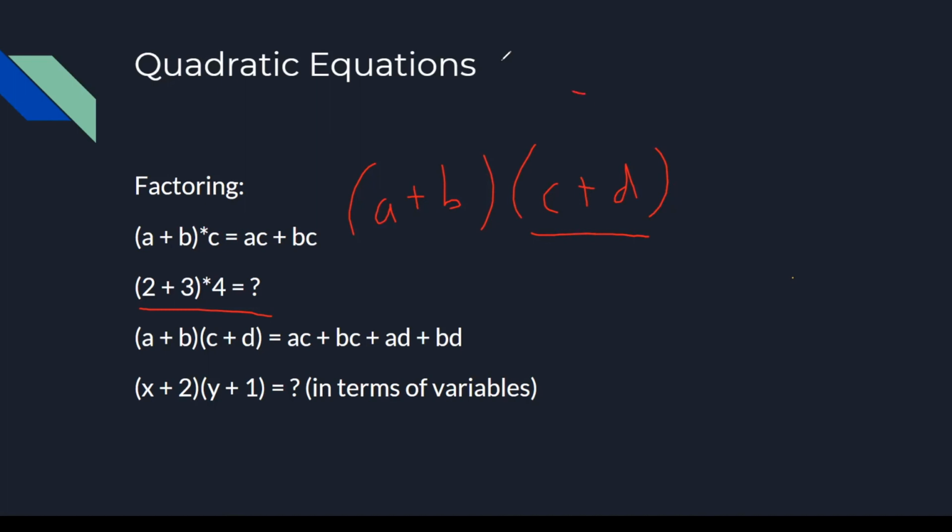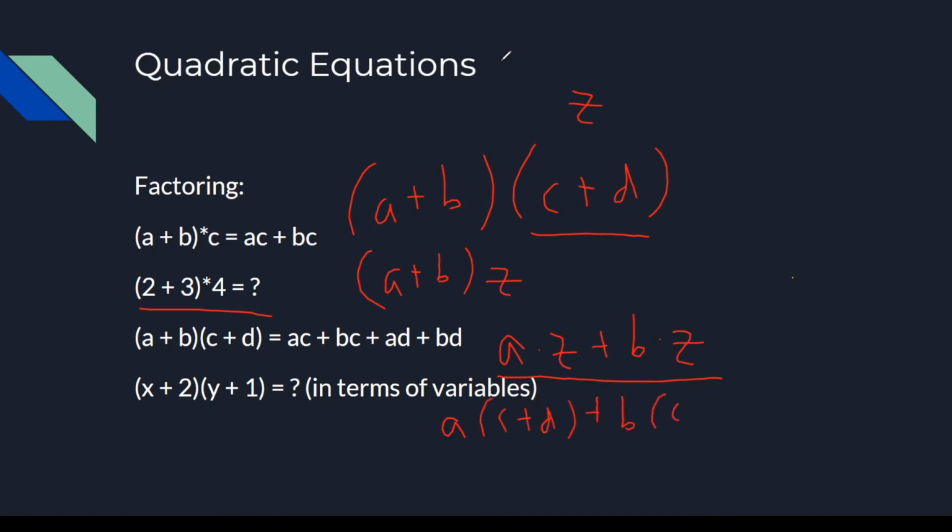Let's call this term z. Okay, so we have a plus b times z. And remember, z is equal to c plus d. Z as in zebra, by the way. A plus b times z, based on this distributive property, is just a times z plus b times z. And now what is this equal to? We'll substitute c plus d for z, right? A times c plus d plus b times c plus d. And then using the distributive property again, you have ac plus ad plus bc plus bd.